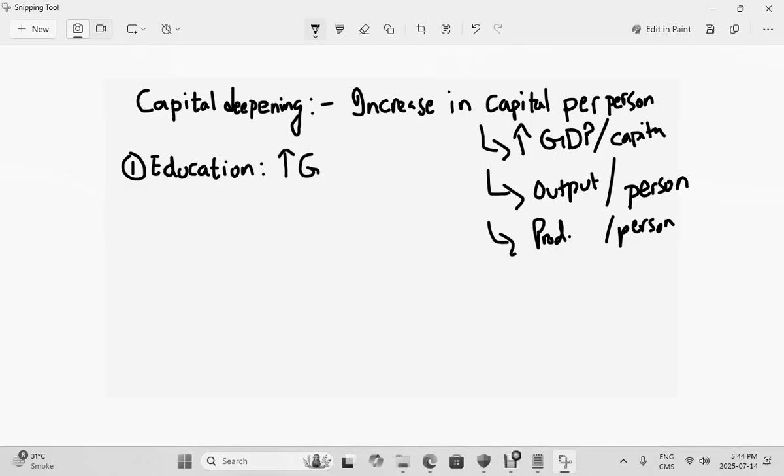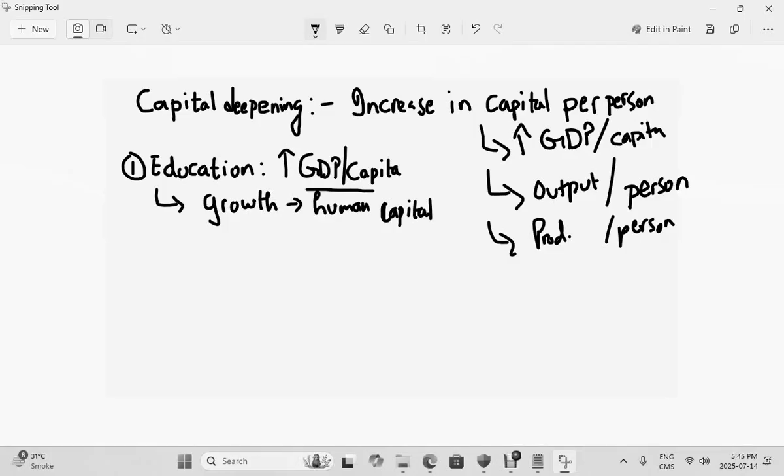So it increases GDP per capita. And this has to do with growth. What I mean by growth is growth of human capital rather than physical capital. As human capital goes up, and human capital has to do with skills, knowledge, and education, the GDP per capita goes up, and so does capital deepening.